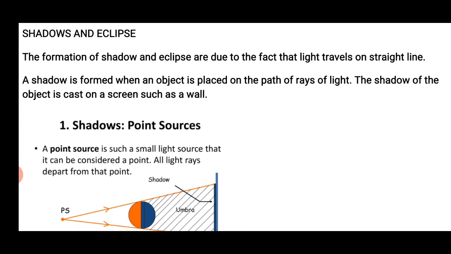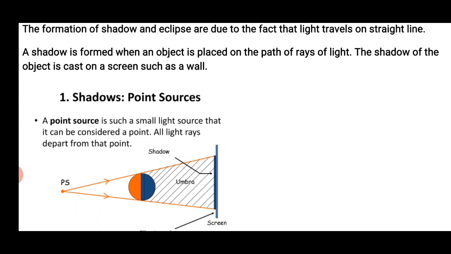So the portion blocked by the object casts a shadow on a screen, like a wall. So a shadow is formed when an object is placed on the path of rays of light. The shadow of the object is cast on a screen, such as a wall. So if you take a torch, now light the torch, and place an object like a cardboard paper on its way, now observe what you are going to find on the wall, or whatever you make a screen. You see that you are going to have the shadow of that object, which is usually bigger than the object because the object is close to the light source.